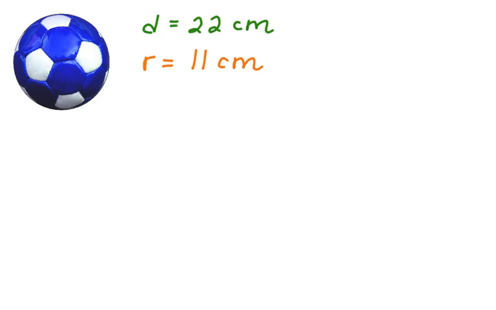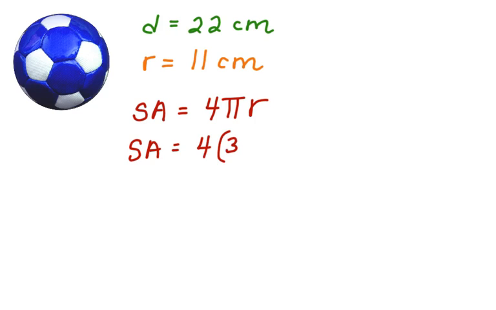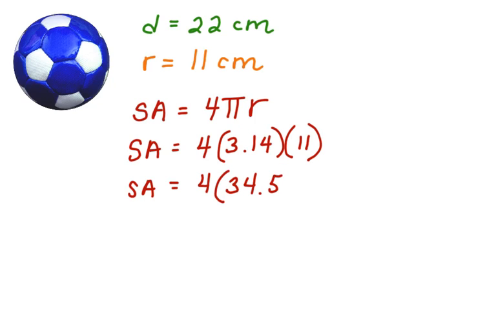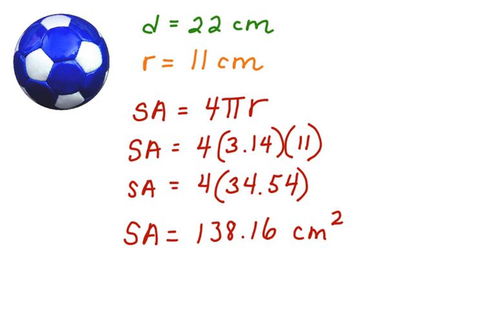Now let's look at our formula once again. Surface area is equal to 4 pi times the radius. Surface area is equal to 4 times 3.14 times 11. Surface area is equal to 4 times 34.54. So given these measurements, the surface area of a soccer ball is equal to 138.16 centimeters squared.